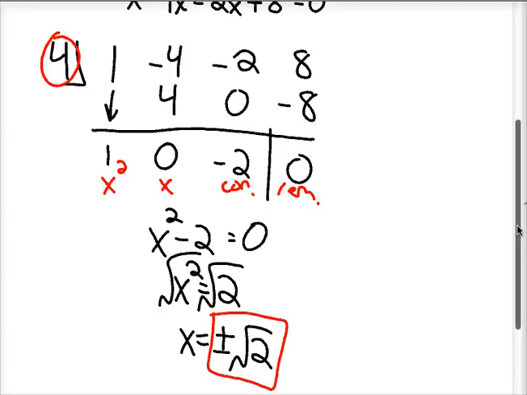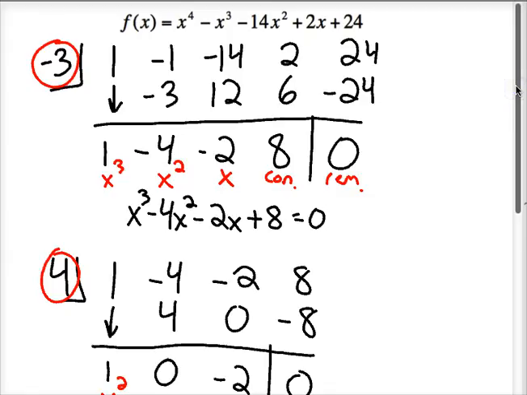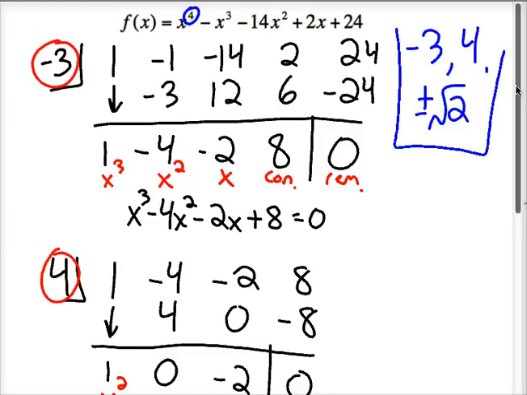And I want you to think where this problem started. It started with something to the 4th degree. Well, the 4th degree meant we should be looking for 4 solutions. And that's exactly what we got. We got our 4 solutions. So again, that's the really cool thing about this fundamental theorem of algebra. Using synthetic division lets you find every zero of a polynomial.